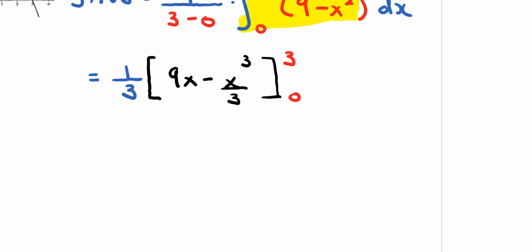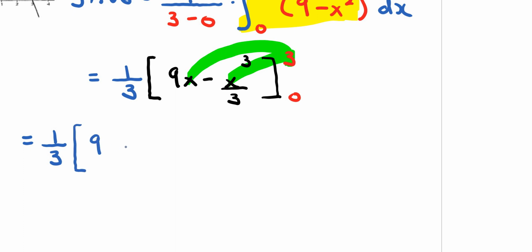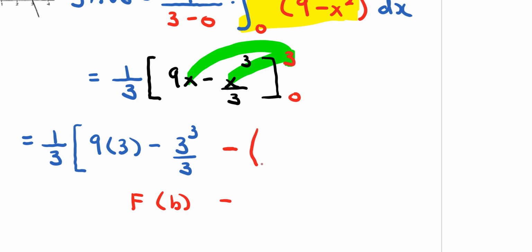And then my lower bound is 0, and my upper bound is 3. Okay, so if we apply the fundamental theorem of calculus again, we need to start with our upper bound, which is 3. So 3 gets evaluated first. If we do that, we get 1 over 3, open bracket, and this will be 9 times 3 minus 3 to the power 3 divided by 3. And then the fundamental theorem of calculus states that I need to subtract. So this is really your f of b minus your f of a.